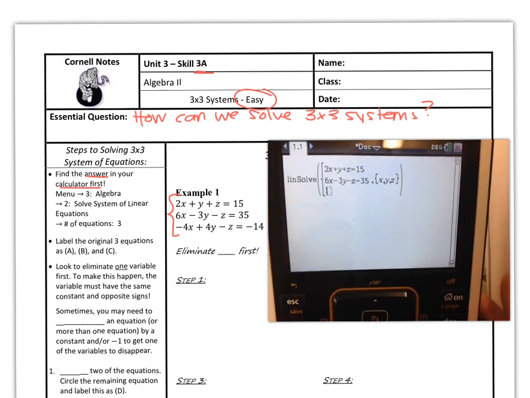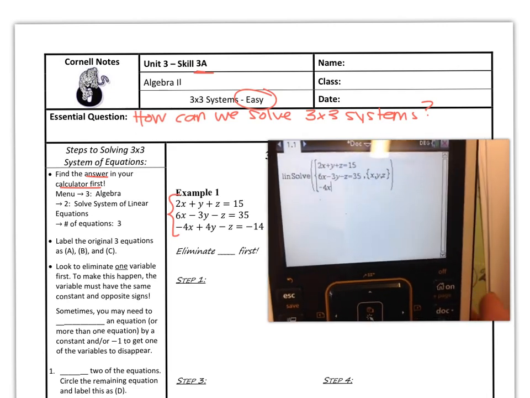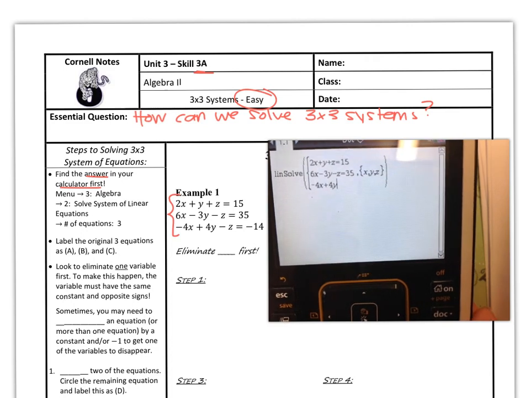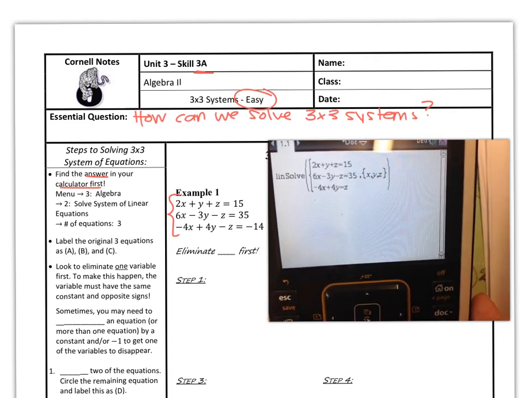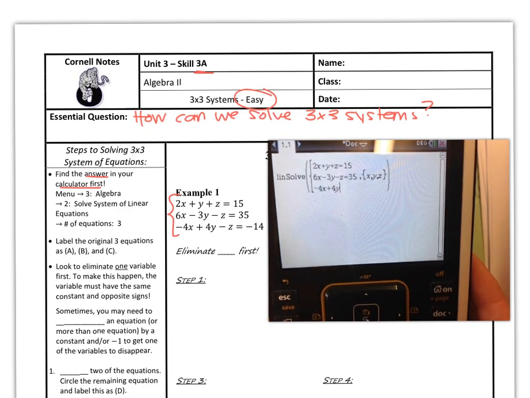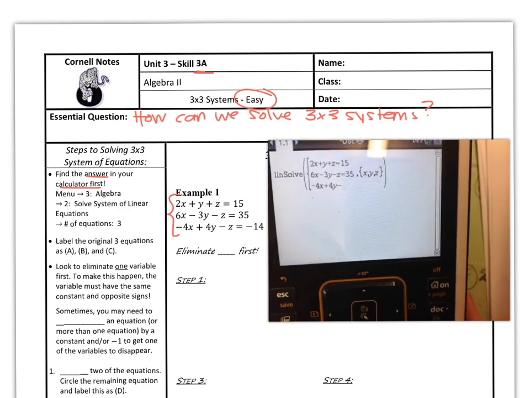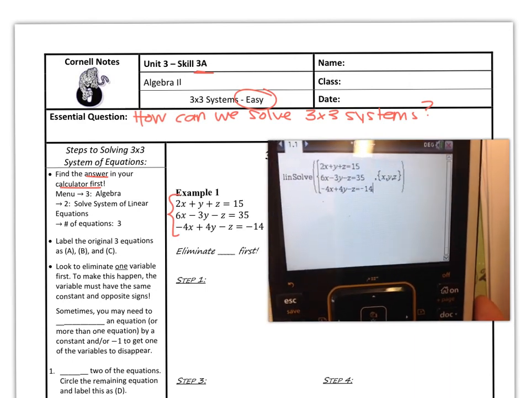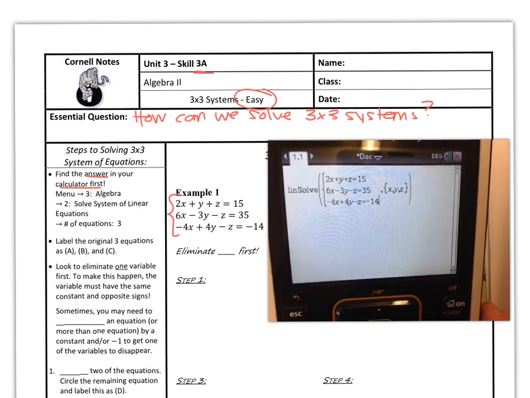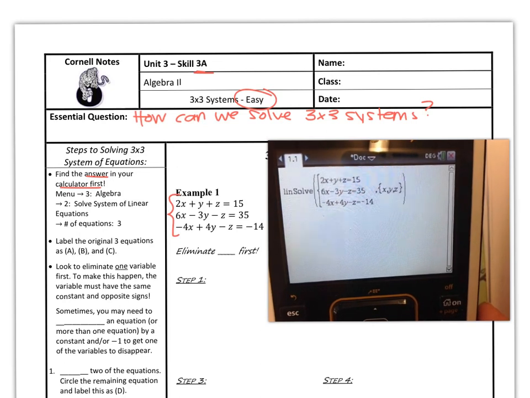So I'm typing it the exact same way that I see it on my paper, because once I type this in, it's actually going to solve for x, y, and z for us. Now we can't just use that as our answer. We have to actually do the work to get to the same exact answer as what our calculator is telling us. So I've got all 3 typed in. I'm not going to touch anything else. I'm just going to hit enter.